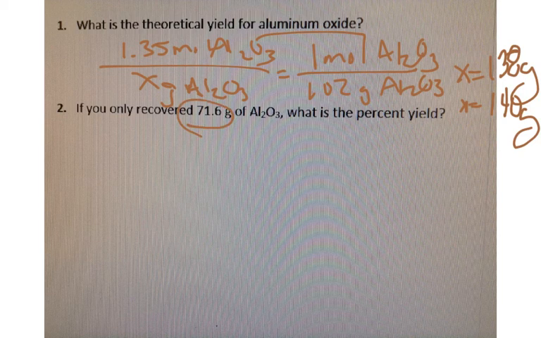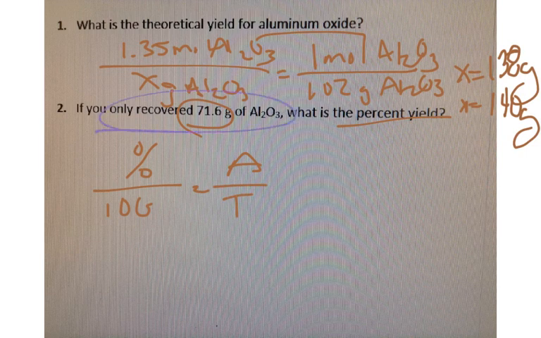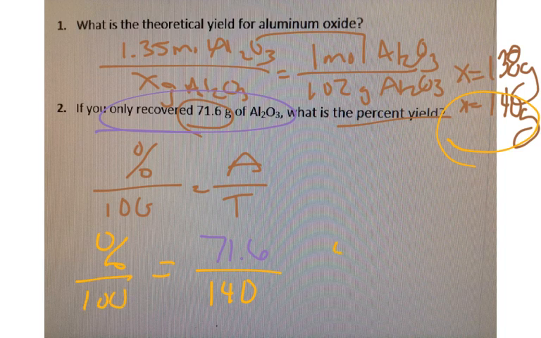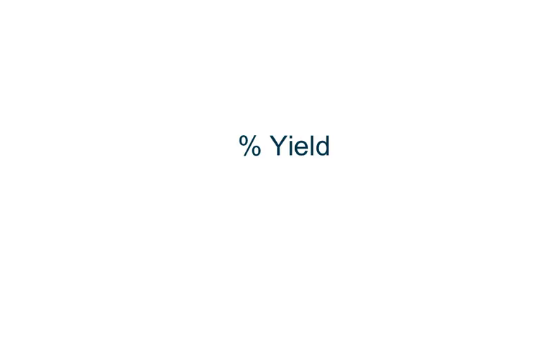But I only recovered 71.6, so once again, I'm going to need to fill in my percent to solve for my percent yield. I'm going to do percent over 100 equals actual over theoretical. My actual was what I got in the lab, so that would be 71.6. My theoretical is what I got using my BCA chart, so that is over 140. And that equals my percent over 100. So when I cross multiply that, I get 52%, which is a much better yield than my original one from example number 1. All right, hopefully you have a basic understanding of percent yield, and see you tomorrow.